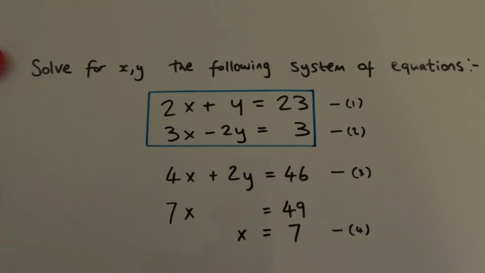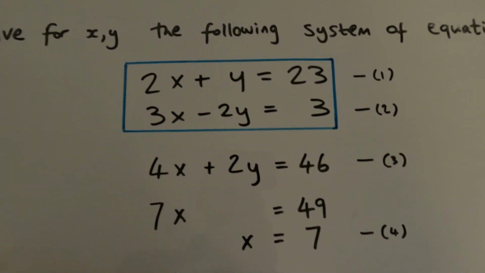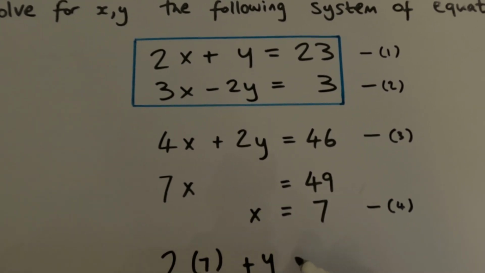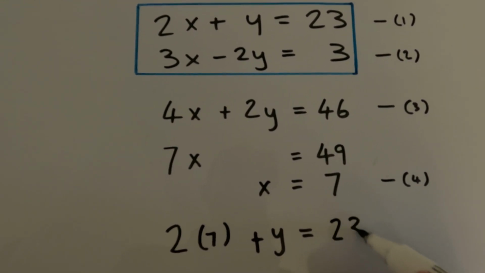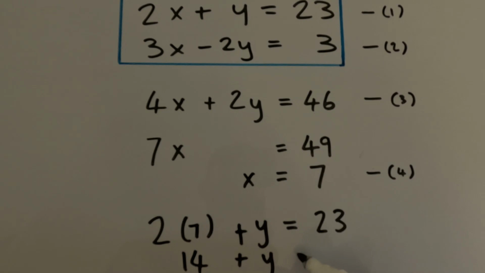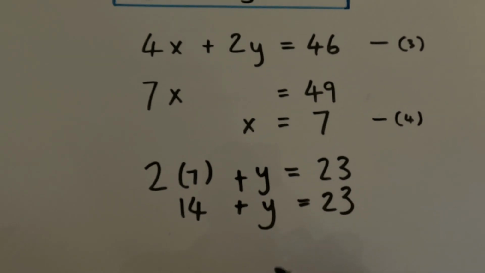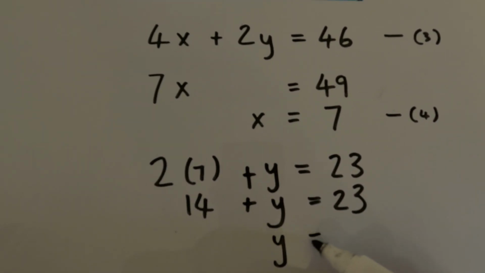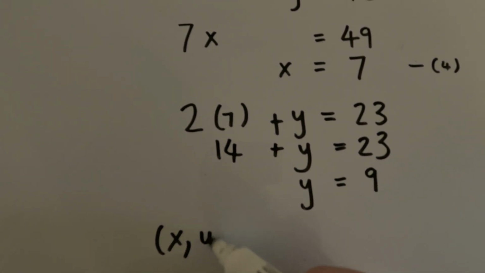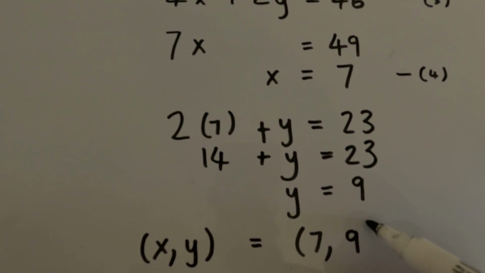So now we plug that back into 1 or 2, doesn't really matter. So I'll plug it back into 1, so x equals 7, plug that into 1. So then we get 2 times 7 plus y equals 23. So then 14 plus y equals 23. So then y equals 9. And that's it. And now we have our answers. We've solved for x and y. So our solution set x, y equals 7, 9.